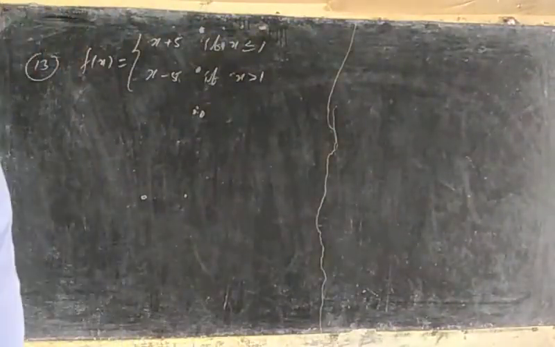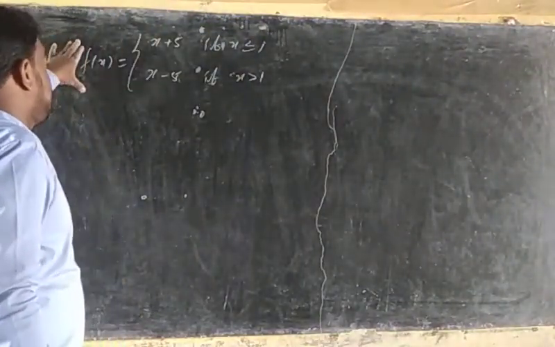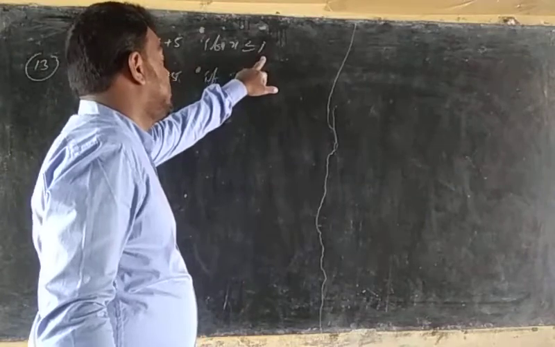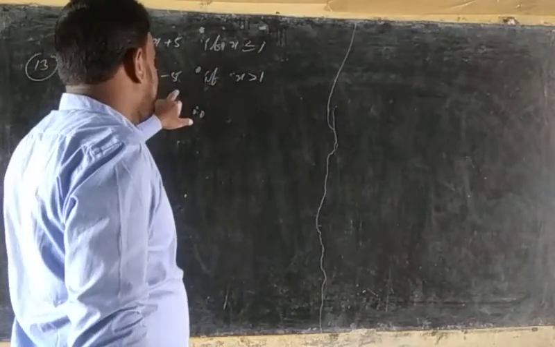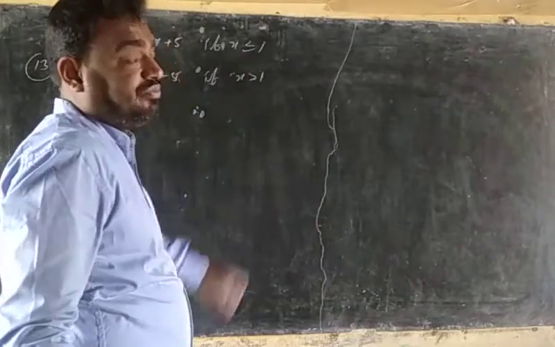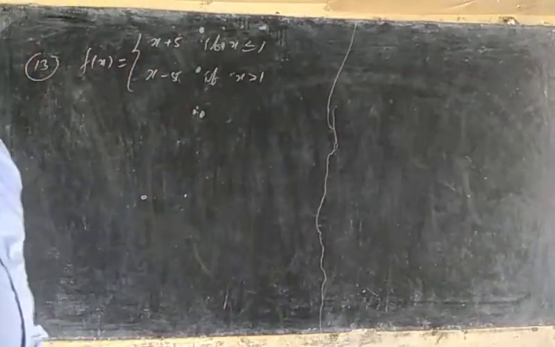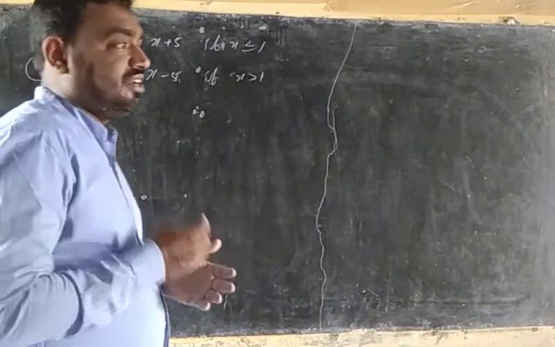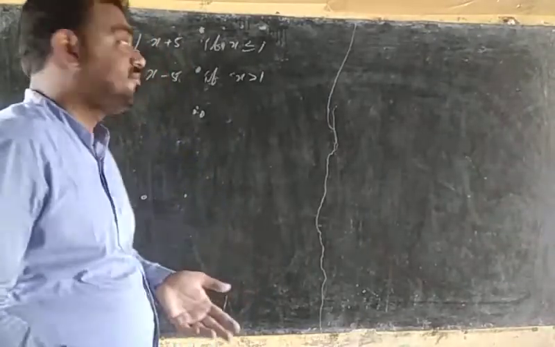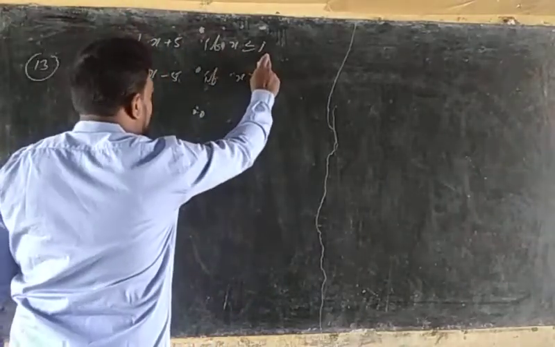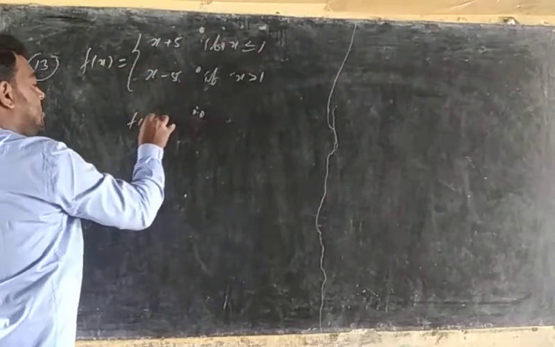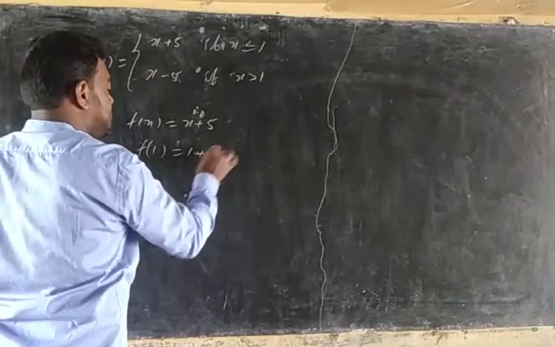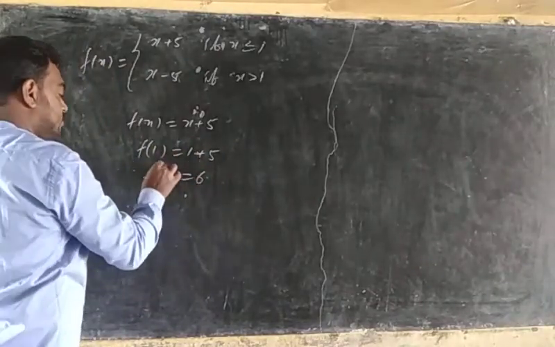Thirteenth question. The function f of x is defined by f of x is equal to x plus 5 if x is less than or equal to 1, and x minus 5 if x is greater than 1. Is it a continuous function? That is the question. That means we need to check the continuity at x equals 1. When x equals 1, the function is defined by x plus 5. So f of 1 is equal to what? 1 plus 5, 6. F of 1 value is 6.